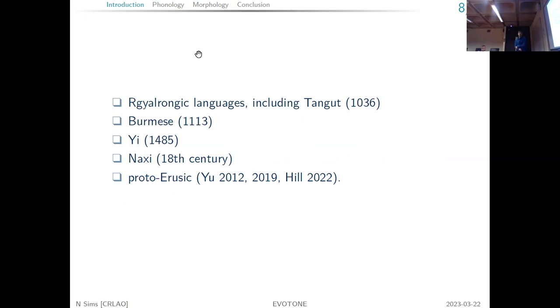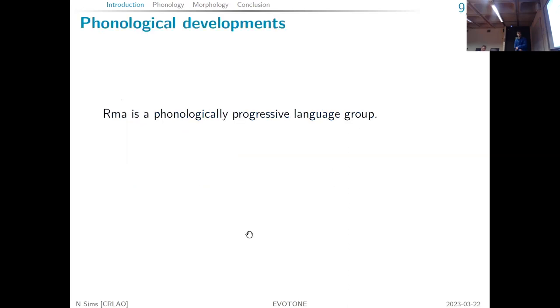But we also have Qiangic languages, which are crucial because they're very conservative, including Tangut, which is attested from the 11th century. We have the Burmese side of that family tree, which has a long written tradition, and some of the other languages within Burmese-Lolo. There are also some reconstructions of Proto-Rma, which we can use as well.